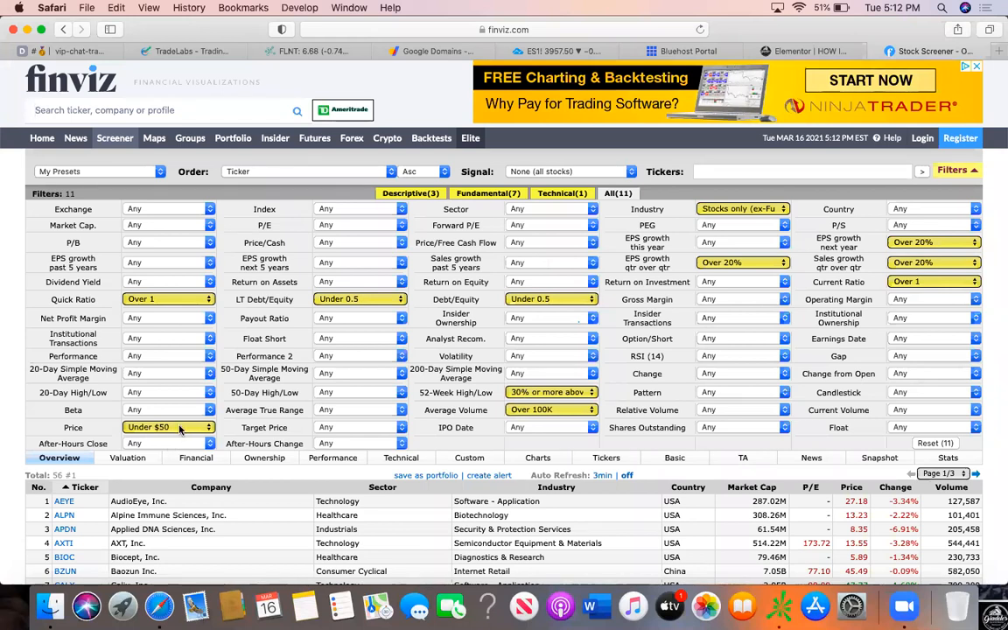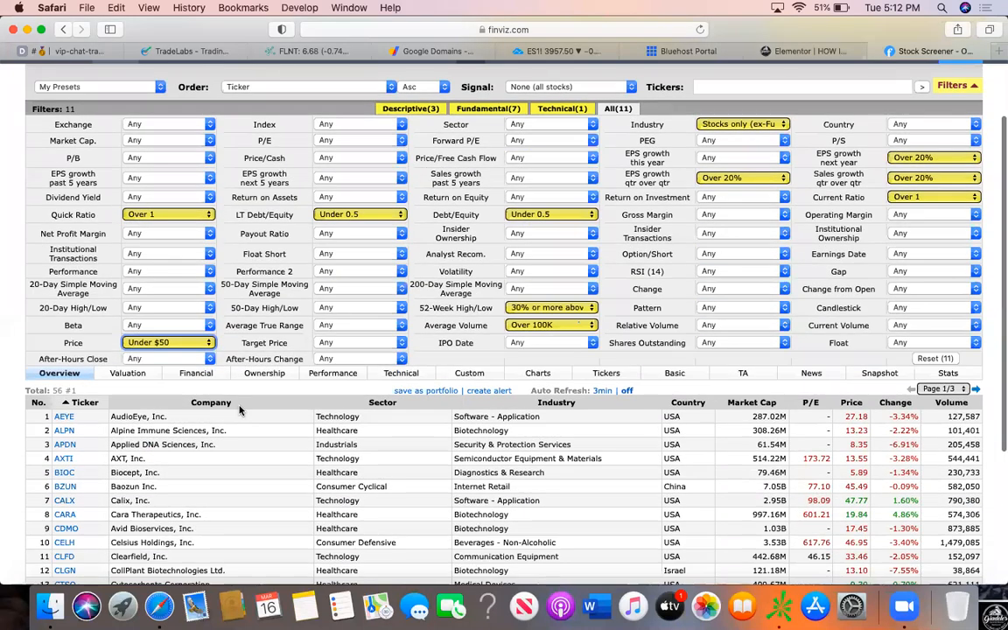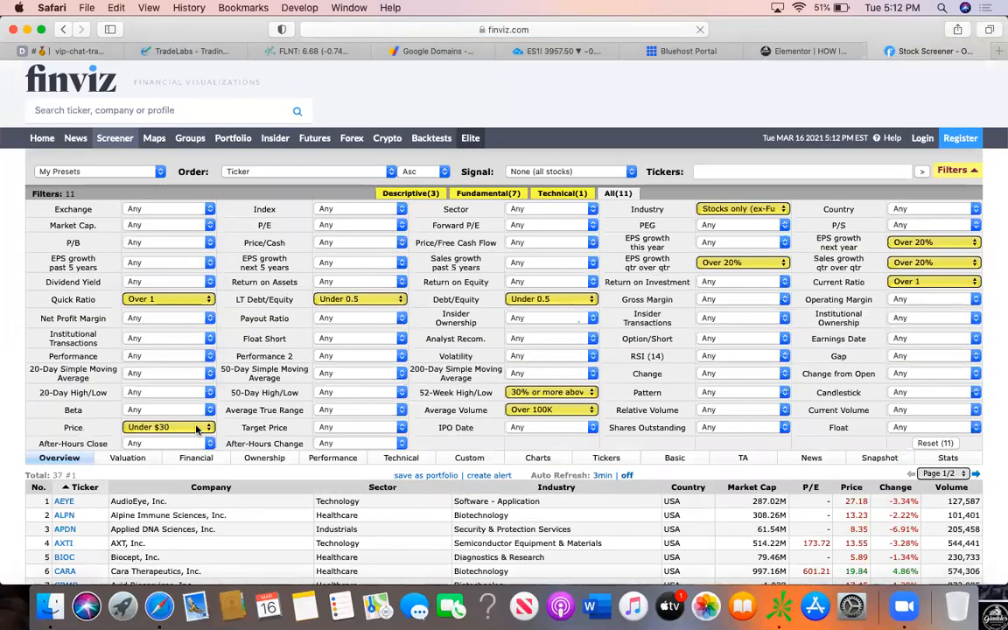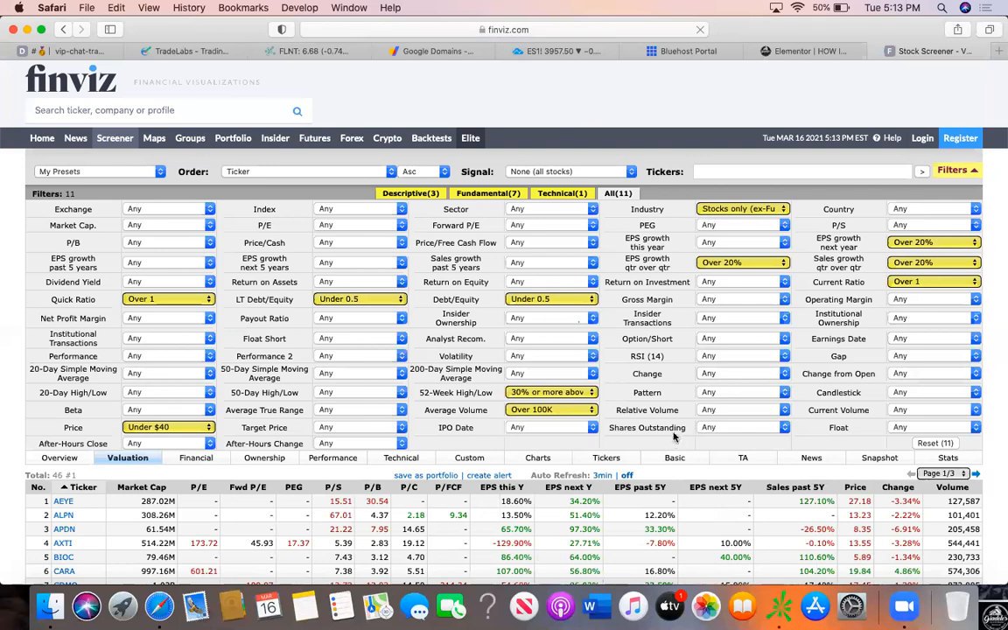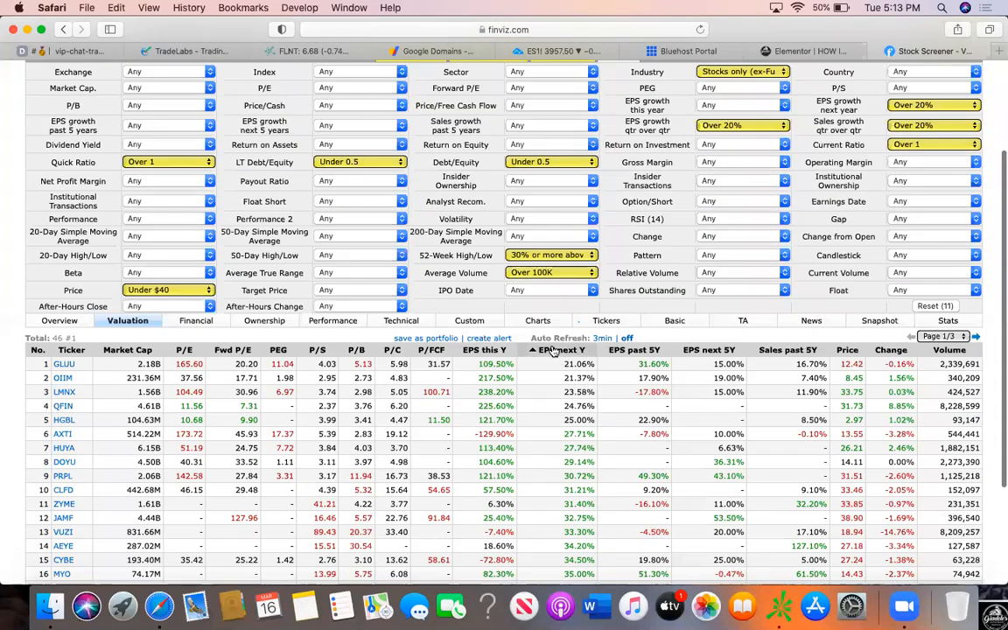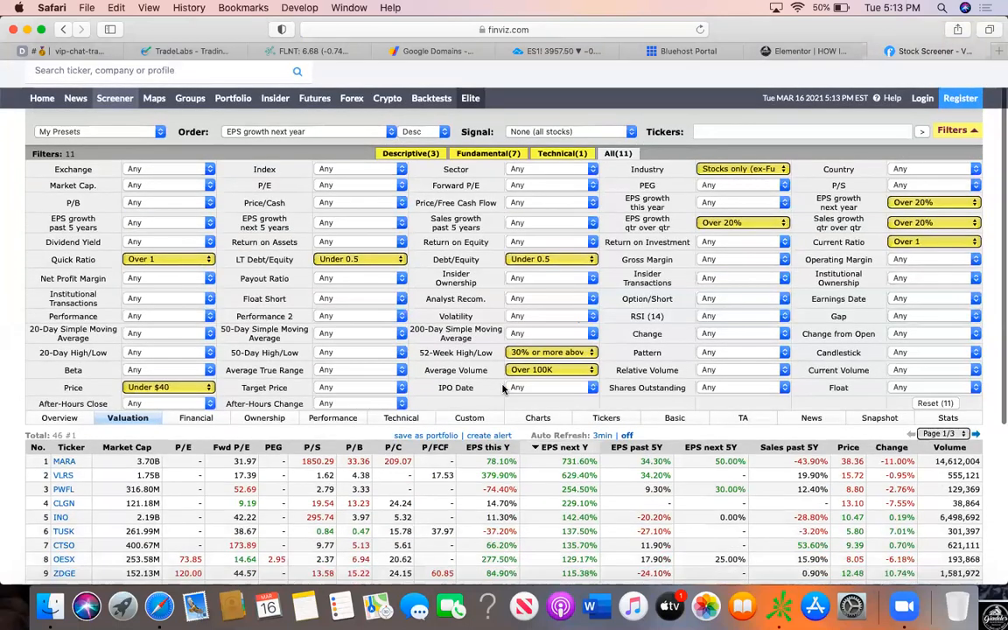Now, the price, you could fluctuate with this too. I usually like to keep it under like 30 to try to get the baby growth names, or even 40. I'm going to keep it at 40 for this one. And the average volume over 100K, so you have a stock that actually trades in volume. So we could look at the valuations here, and we could look at EPS of next year and see what we get. Let's look for the big growth.